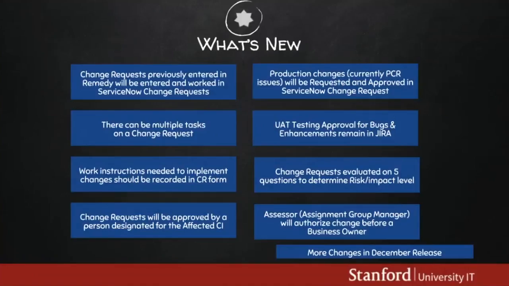All the changes are going to be given a risk impact level rating. The way that that's calculated is by the way you answer 5 questions that are built within the form. Change requests are going to be approved by a person designated for the affected CIs that's chosen for the change request, but also by that risk impact level. And there's a new role, which is the assessor, that's the assignment group manager. They're going to be authorizing changes before the business owner, and we'll talk about that again here in a second.